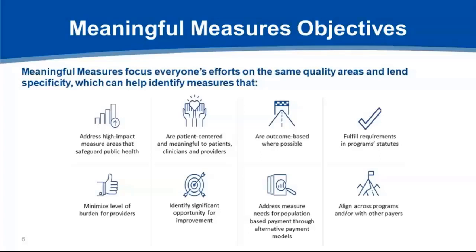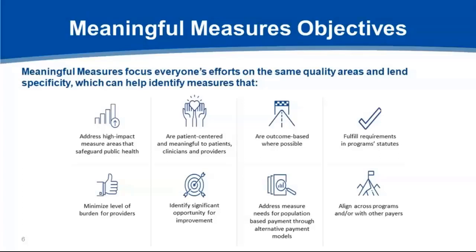And by doing this, we know it will lead us to look at outcome-based, high-impact opportunities that really safeguard public health while still identifying significant opportunities for improvement. And we want to address measures and improvement activities that are value-based, and most importantly, align across programs and payers, because we believe that will decrease the administrative burden of that collection and really ultimately improve the patient-provider relationship.